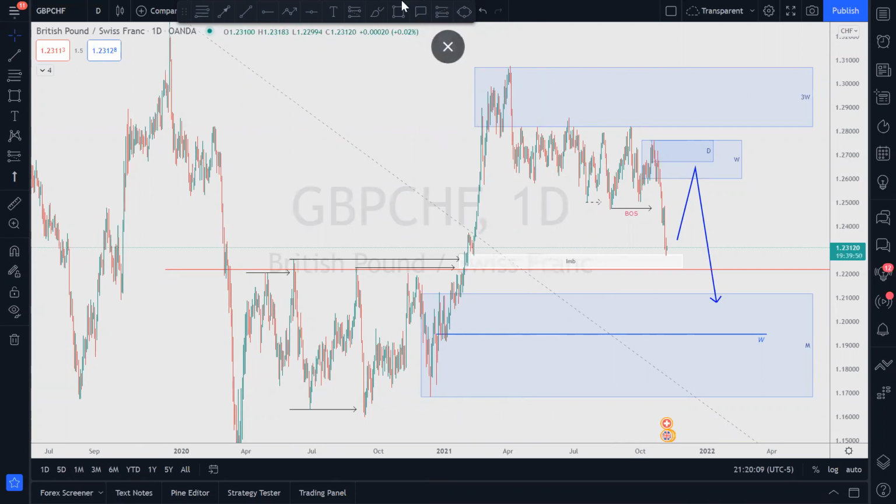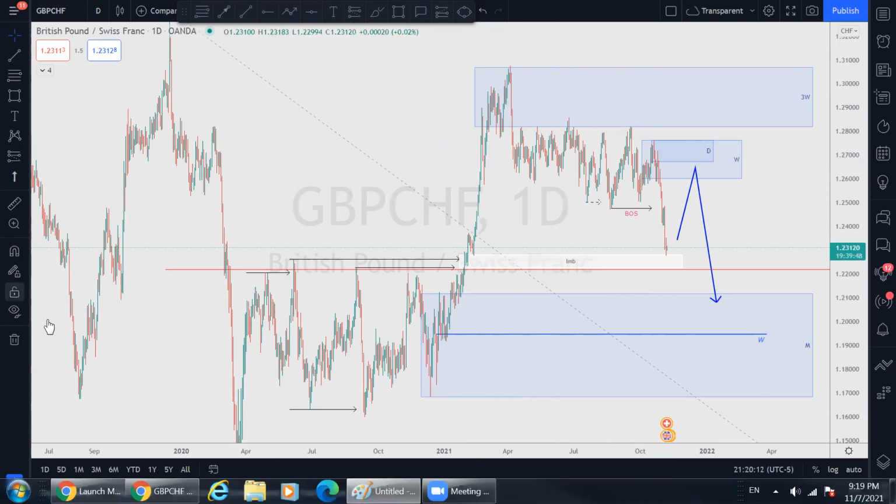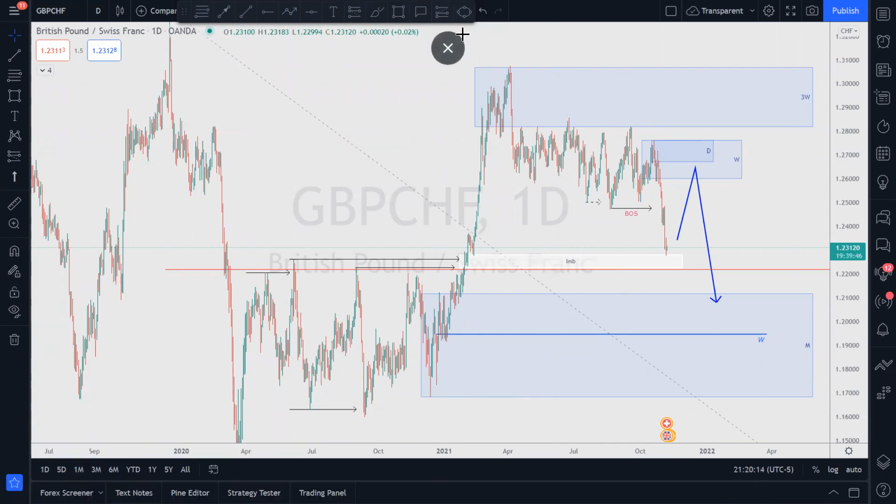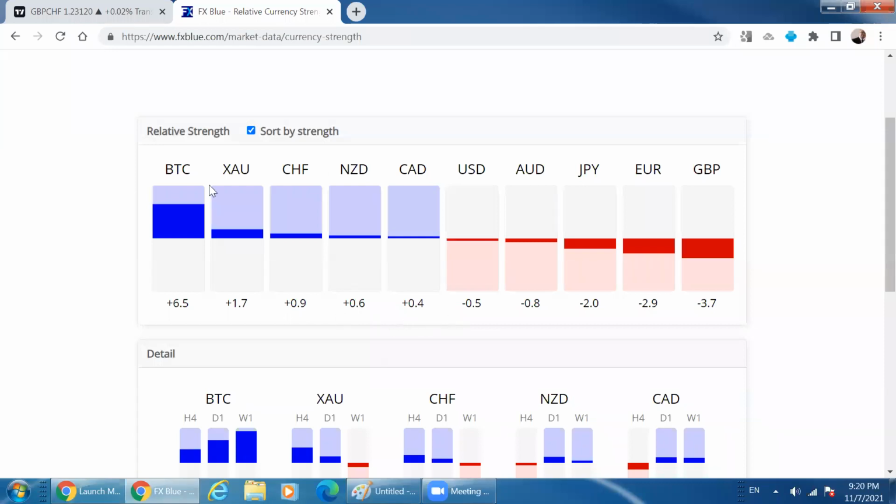Let me take you to this page here. All right, you see this? This is a strength meter, a currency strength meter. And I'm going to show you quickly how to use this thing to your best advantage.